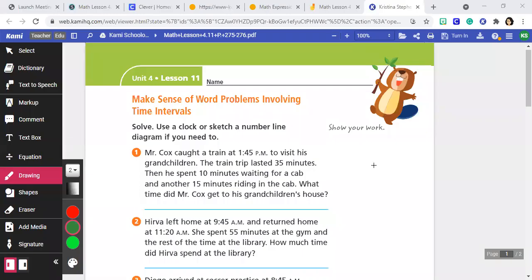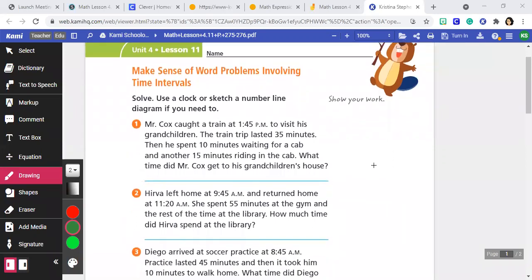Hello, third graders. This is a video lesson for Math Expressions 2018 edition, Unit 4, Lesson 11. What we're going to look at today is making sense of word problems or real life situations that involve time intervals.